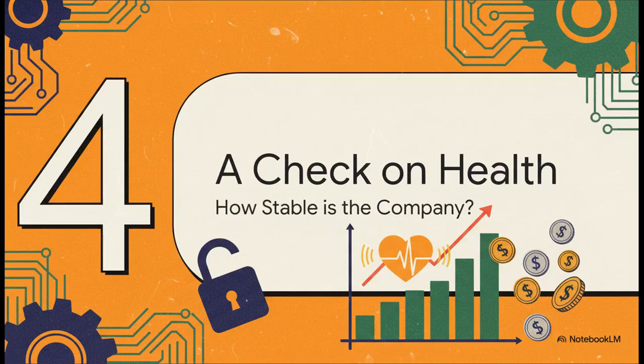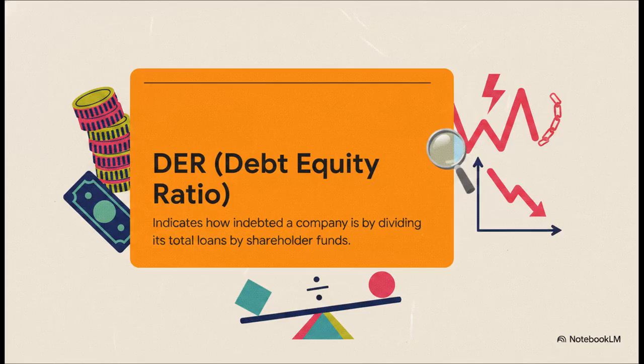So we've covered value and performance. But there's one more huge piece to this puzzle: risk. How financially stable is this company? Let's check its vitals. A really quick way to do this is with the DER, or debt-to-equity ratio. This key metric shows you how much a company relies on borrowed money versus its own money. Now, a really high DER could be a red flag, suggesting higher financial risk. Of course, what's considered high can vary a lot depending on the industry.